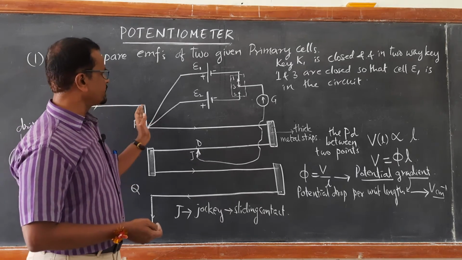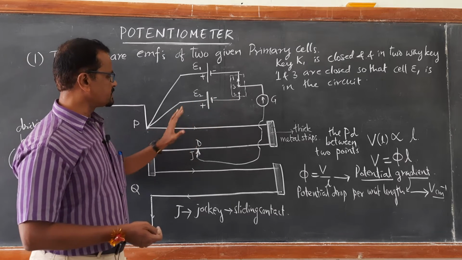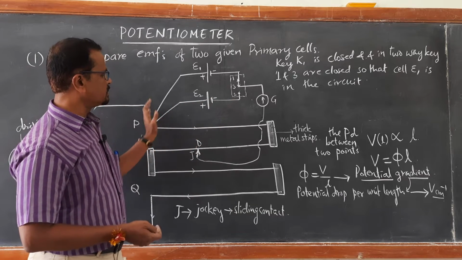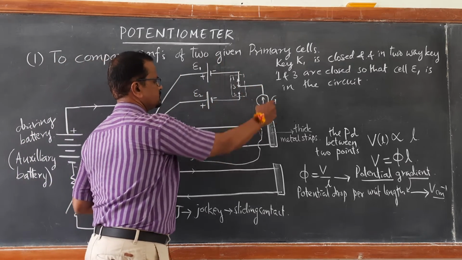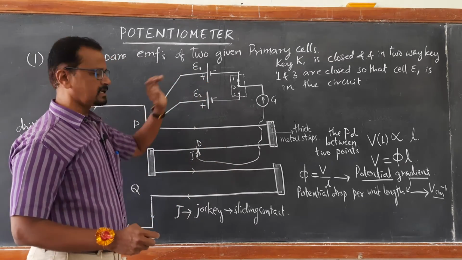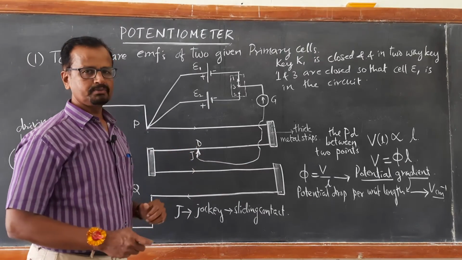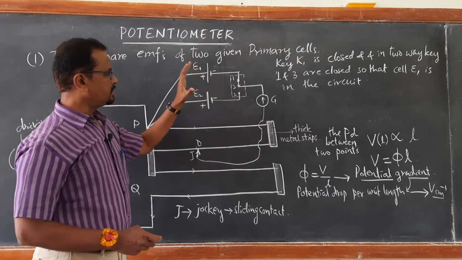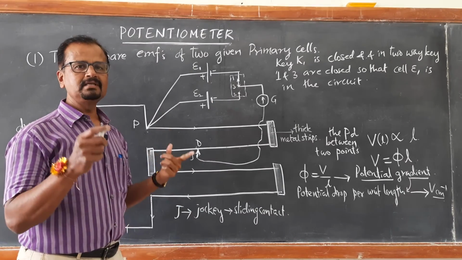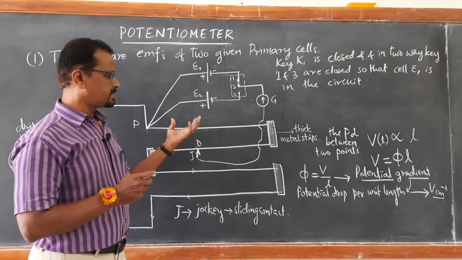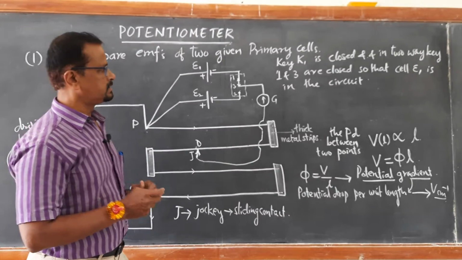So, whatever the potential difference, if it becomes exactly equal to 0, then what happens? No current flows through this circuit. The current is not drawn from this cell at all when the galvanometer reads 0 deflection. This is the importance of the potentiometer. Without drawing the current from the cell, it is capable of measuring the EMF, it is capable of measuring the voltage, and it is capable of comparing the EMFs of two cells, right?